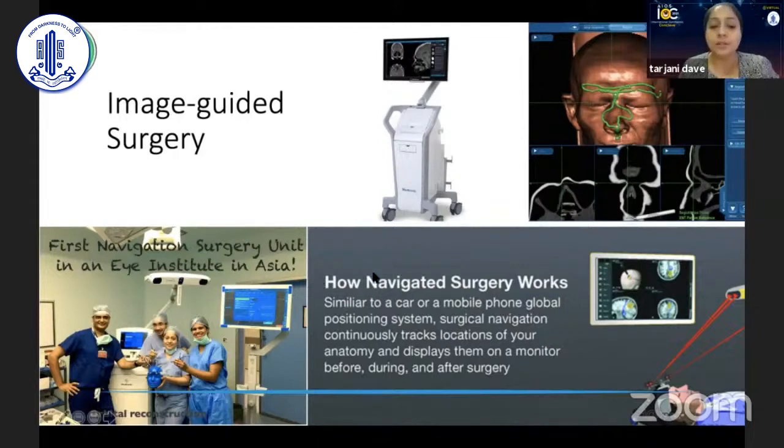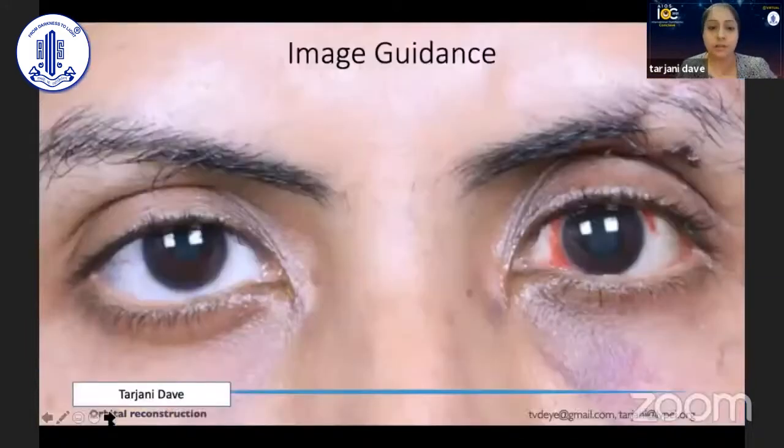So this particular tool is very similar to the GPS that you have on your mobile phone or on your car's global positioning system. And it helps you navigate into the orbit, especially because the orbit is a pyramidal structure and visualization behind the eyeball is limited due to the anatomy. The navigation system helps you in giving that extra boost of precision and accuracy to orbital reconstruction.